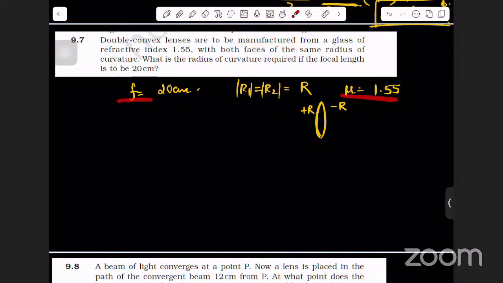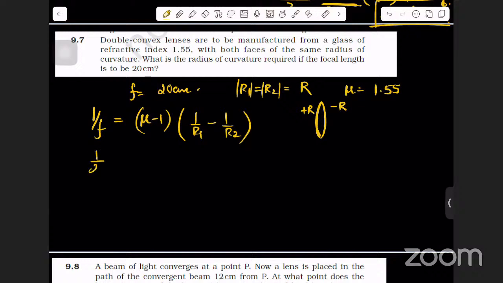We have been given these values, so anyone can guess. We have to put the lens maker's formula over here, right? The lens maker's formula: 1 by f equals (mu minus 1) into (1 upon R1 minus 1 upon R2). Pretty simple. So 1 upon 20 equals (1.55 minus 1) into (1 upon R1, which is R, minus 1 upon R2). 1 upon R2 will be minus 1 upon R, and again a minus, so it will be plus 1 upon R.